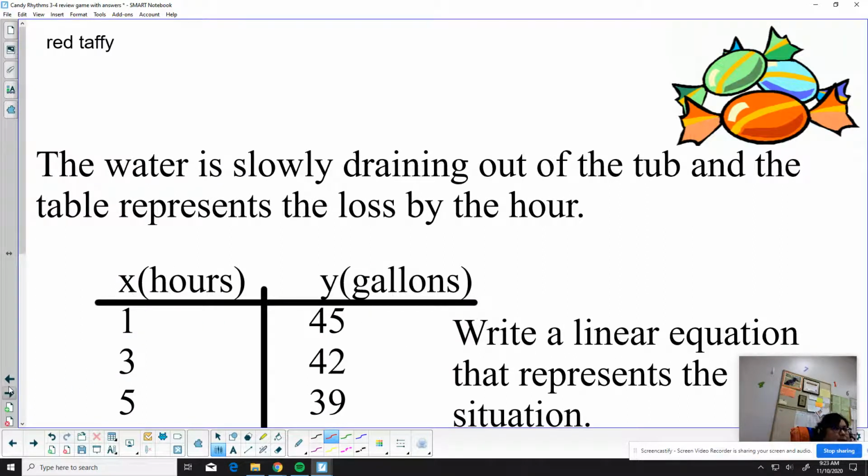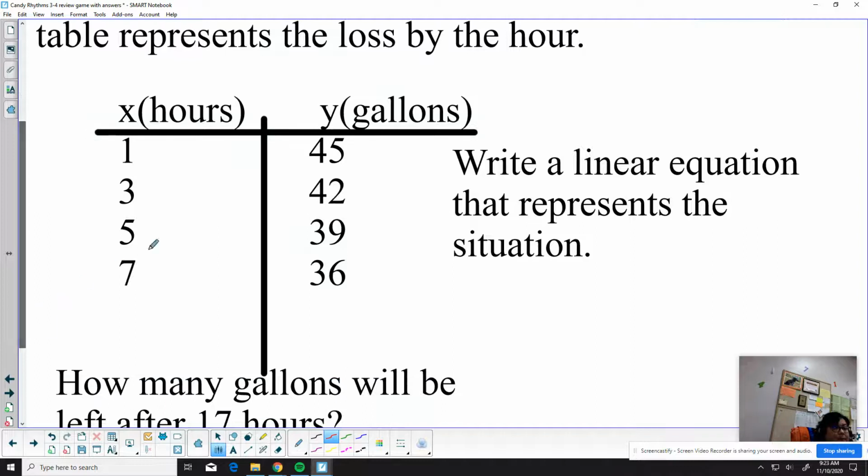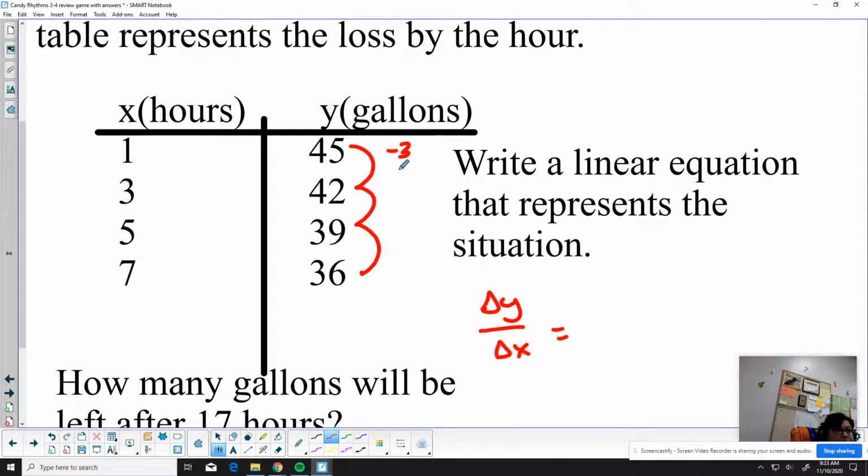Okay, so this one's an application. It says the water is slowly draining out of the tub, and the table represents the loss by the hour. Write the linear equation that represents the situation. So we just need an m and a b. Okay, so we could calculate the slope by doing change in y over change in x, where gallons is on top and hours is on the bottom. I don't know how many hours yet, but we're losing 3 gallons of water. So my top number is -3.